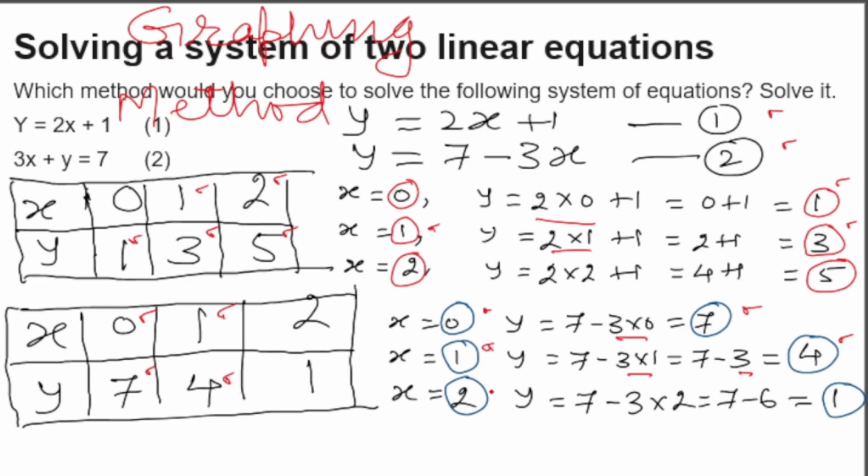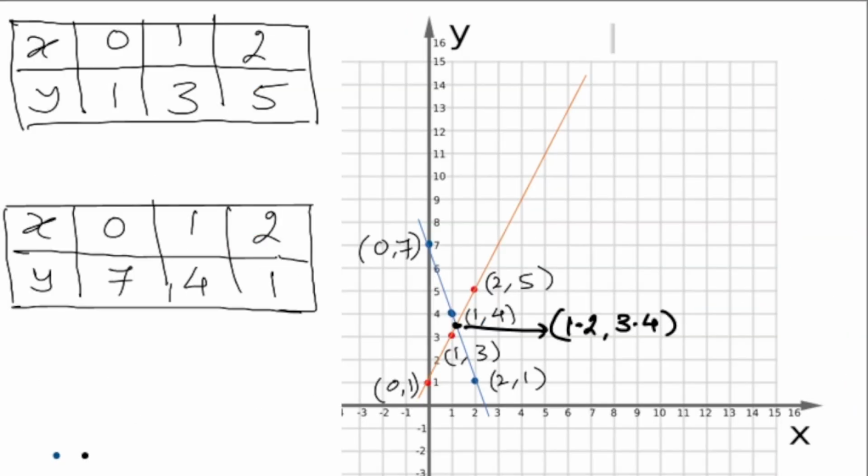And when we take x is equal to 2, y will be 7 minus 3 into 2. And 3 into 2 is equal to 6. So 7 minus 6 is equal to 1. So at x is equal to 2, y is 1. So we got the three sets of values for both equations. Now we'll plot these values on the graph. So these are the two sets of values for which we have to form a graph.